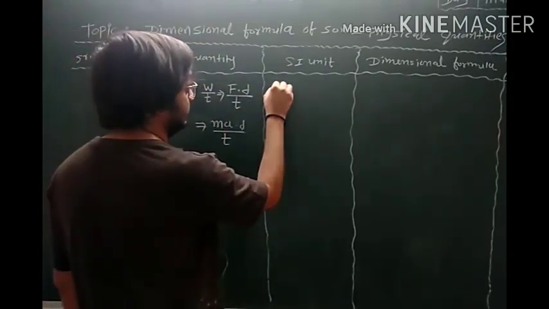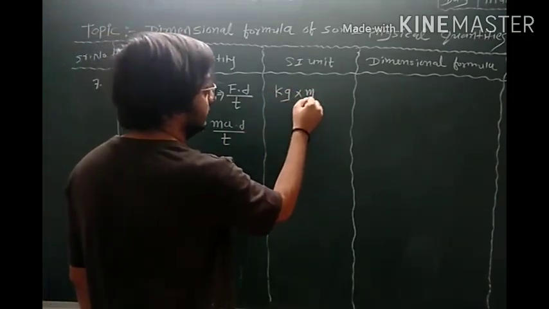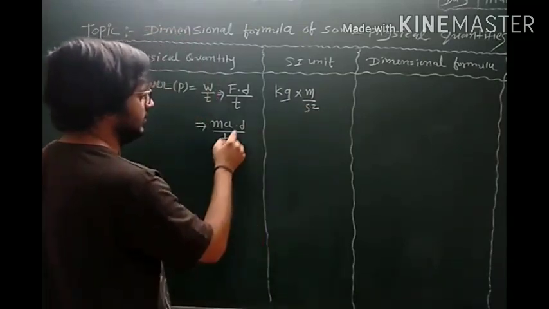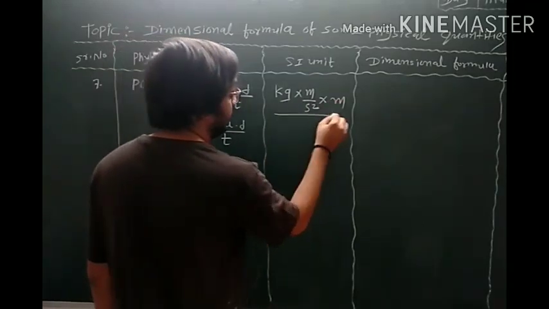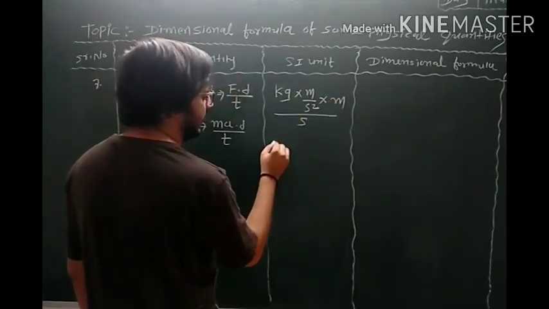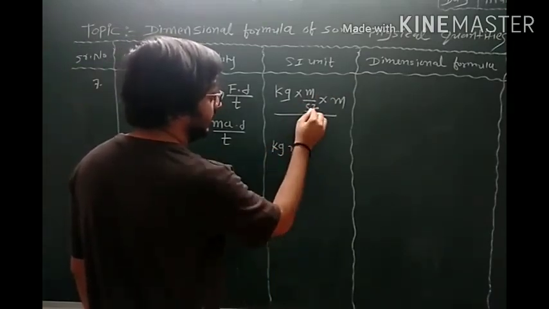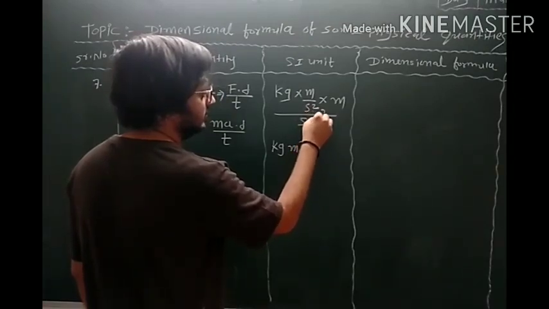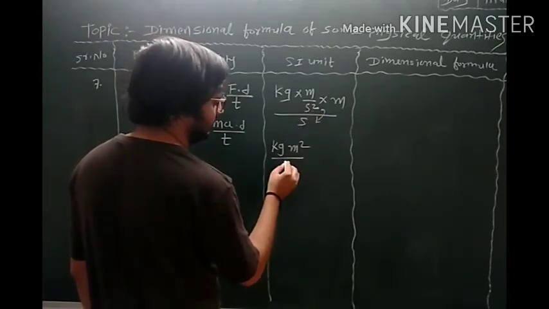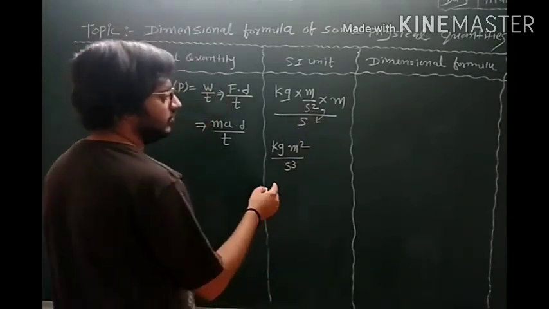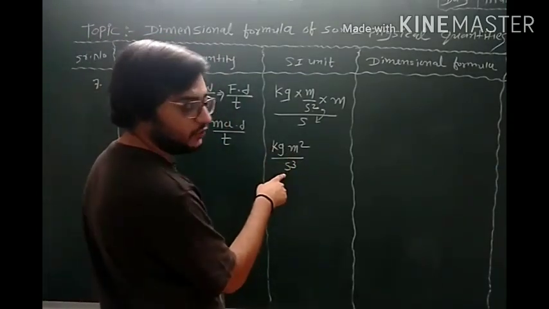So m is kilogram, A is acceleration, so the unit of acceleration is meter per second square, and the displacement unit is meter, and the time unit is second. So combined we can write kilogram meter into meter is meter square divided by second square into second is second cube. So the SI unit of power is kilogram meter square per second cube.